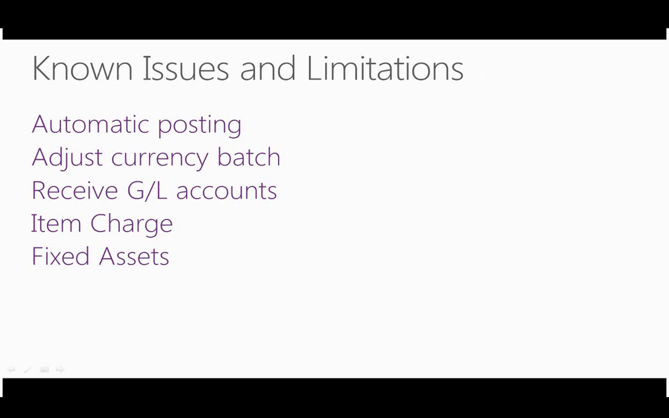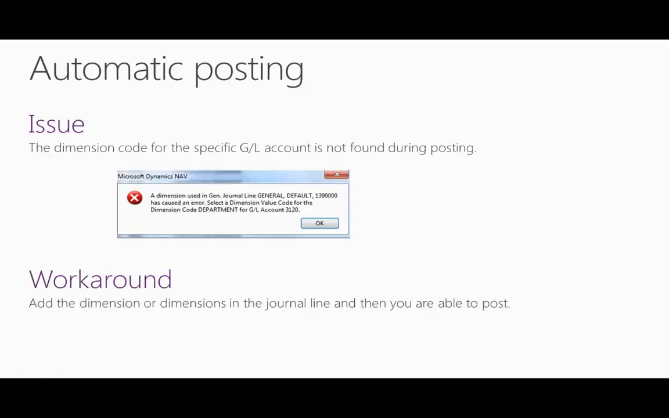Let's start with the automatic posting. An automatic posting is an operation made by the system. The most common one is close income statement. If in the retained earnings GL account you define a dimension, which can be a global dimension or not a global dimension, with the value posting equal to code mandatory or same code, the system expects to receive the specific dimension for that account.